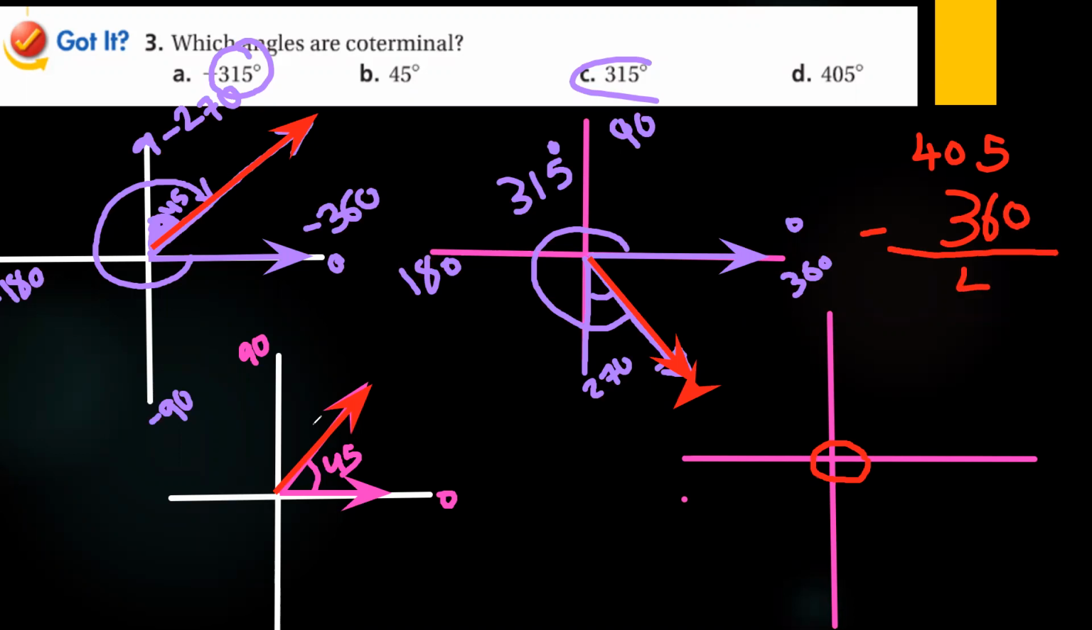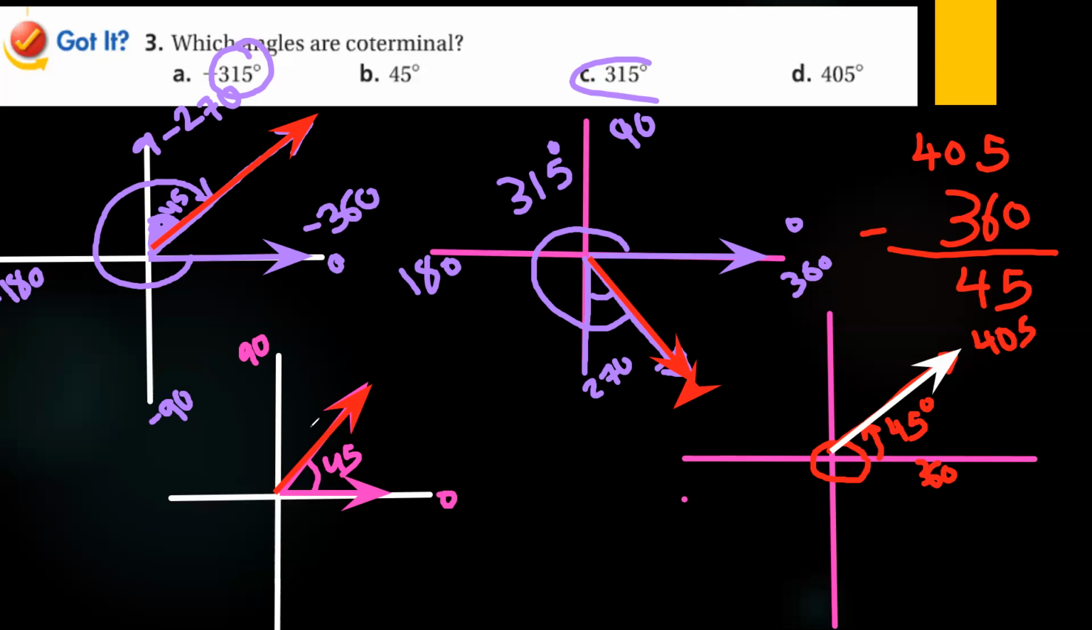When you subtract them, that means after you finish the first round, you have to continue with your second round, starting from 360 up to 405. So 360 plus 45, you get your new angle, which is 405. So here you will have your terminal side. So this is for the first one.